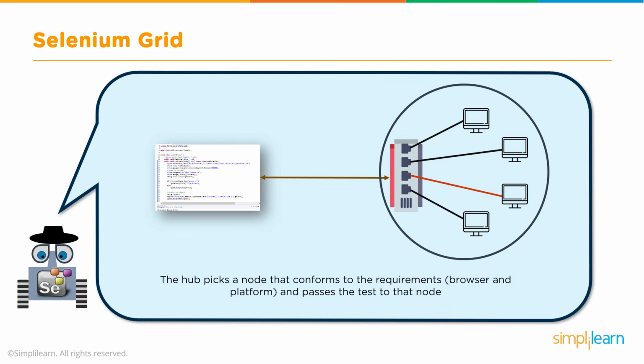Whatever configurations you have for your node, the hub picks the right node which conforms to your requirements or the configurations which you have set up, and then sends a command to the node to execute those test cases on the node. Everything is controlled through your master machine only here.